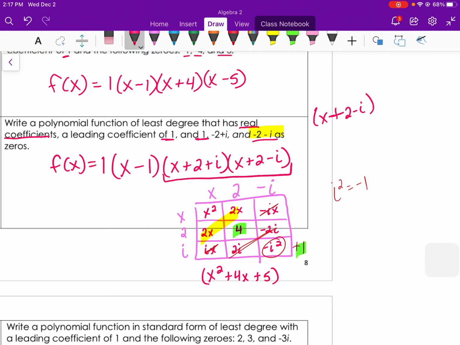And lowest degree means that I didn't add any extra x values in. It would be a degree of 3 because you would multiply this out one more time and x times x squared would be x cubed. So that's what it means by lowest degree.